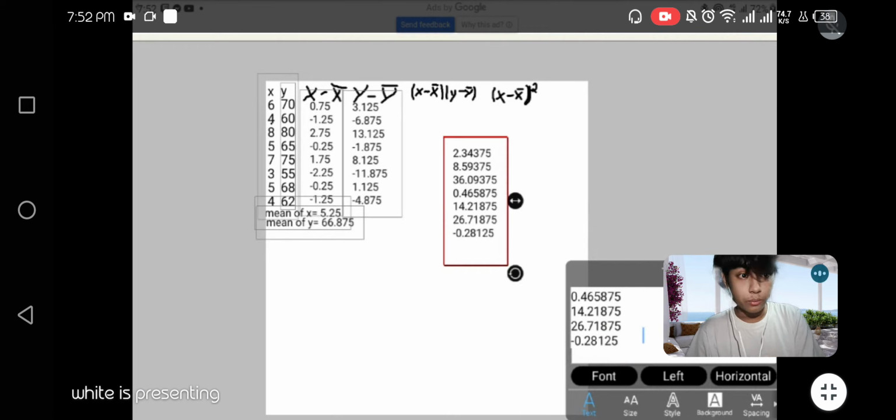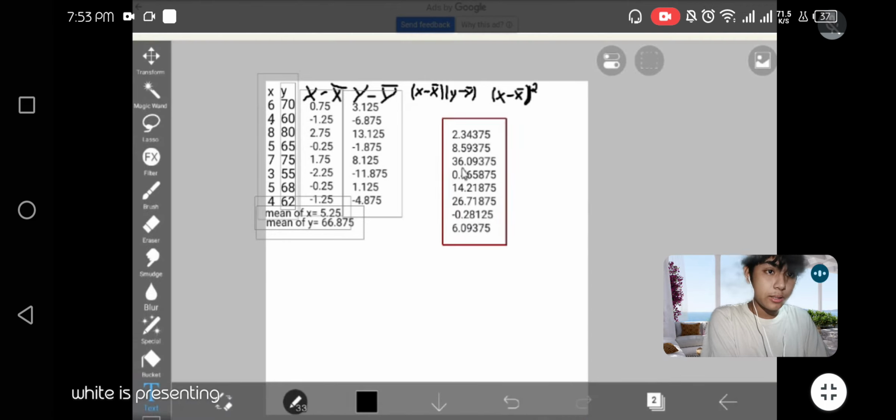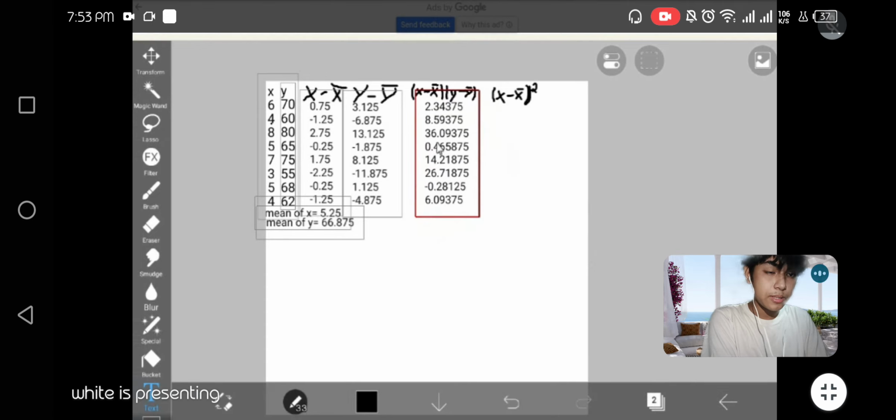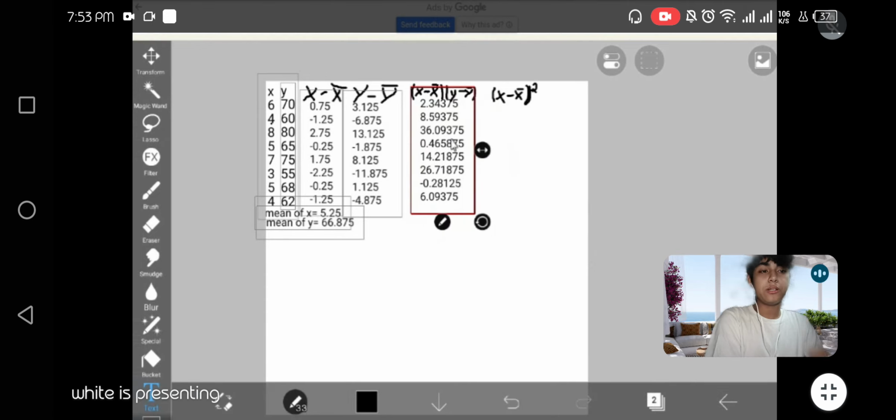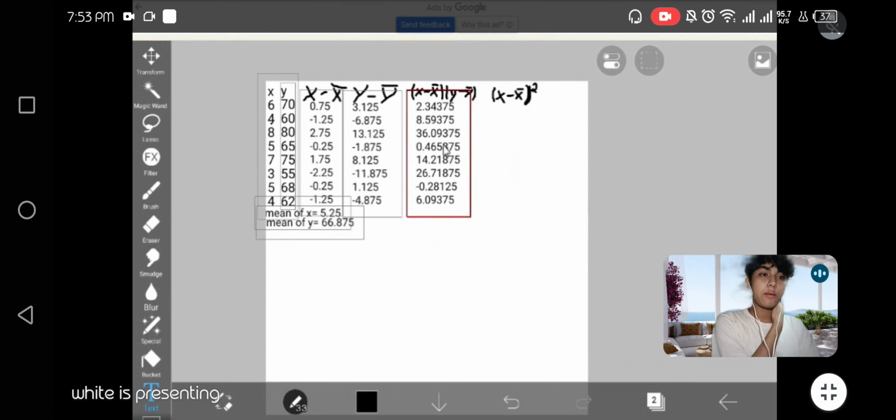And the last one is negative 1.25 times negative 4.875 is 6.09375. So, ayan. Ito na yung value natin dito sa pinag-times natin na x minus x bar and y minus y bar.